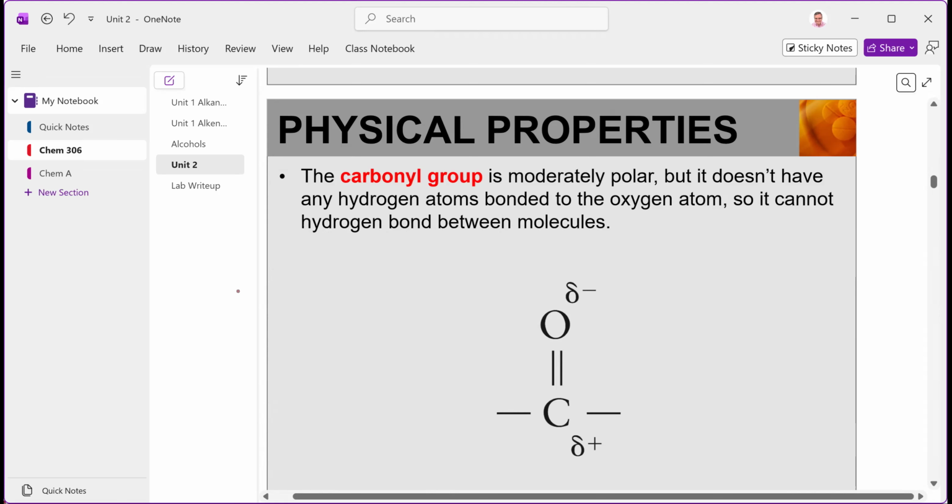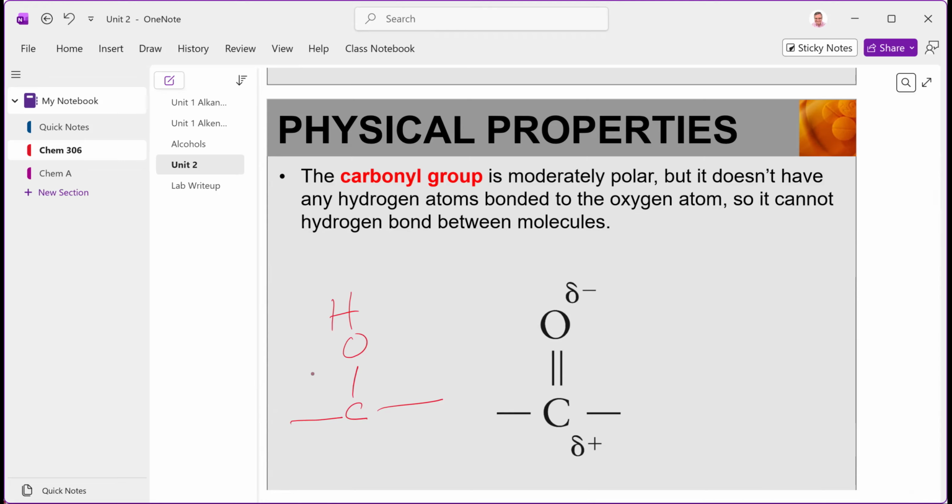Now, intermolecular forces. Okay, we've got the alcohols. So the alcohol is more polar than either an aldehyde or ketone. They do not have hydrogen bonding. Alcohols do. So the alcohol, equivalent weight alcohol, is going to boil at a higher temperature than its counterpart, aldehyde or ketone.